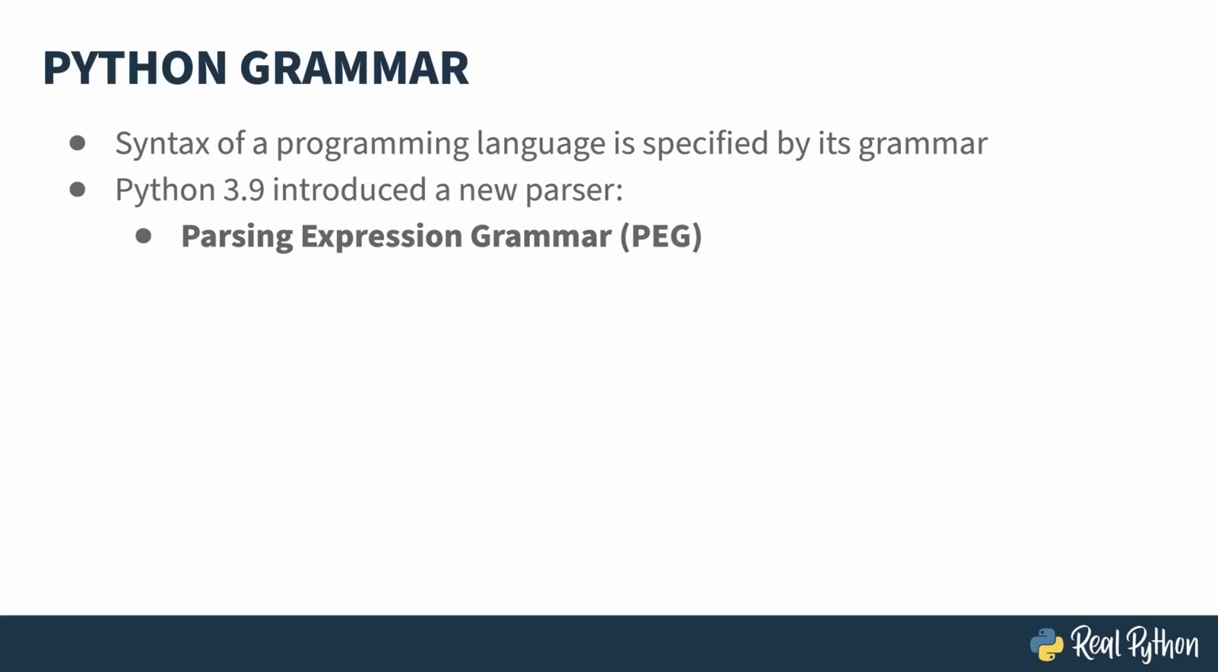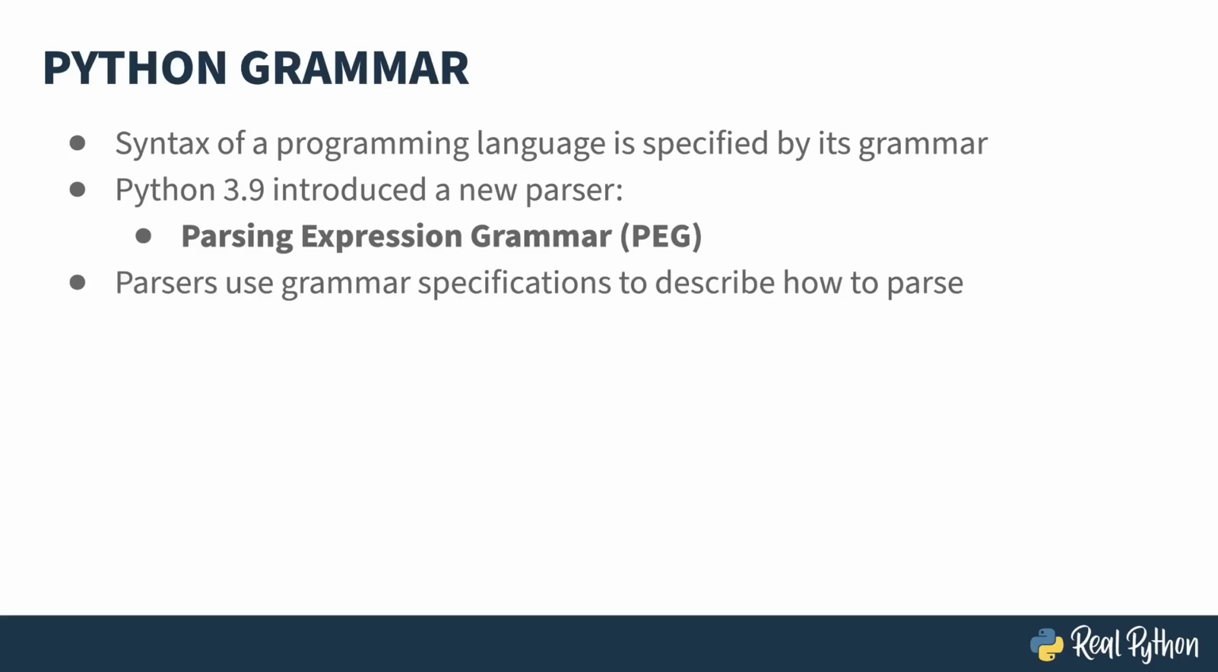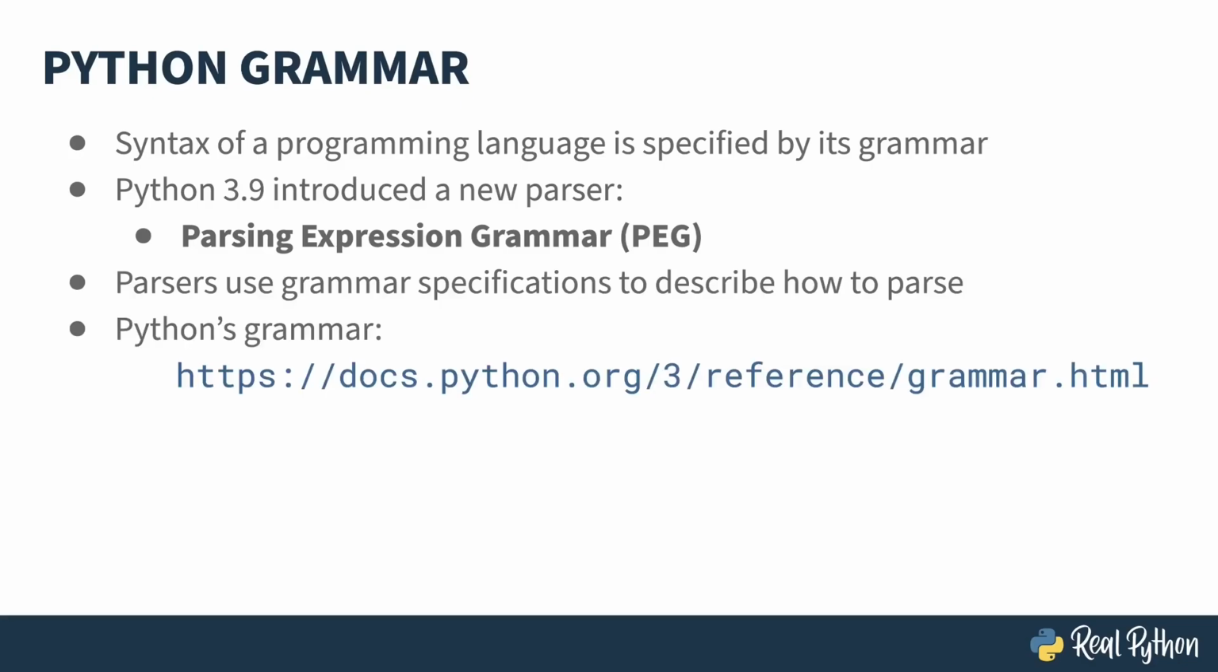They're just notated differently. A grammar specification indicates to a language how to parse the code file. You can find the full specification for Python's grammar at this URL. In the following few slides, I'm going to highlight a few key parts of the PEG and show you the differences between expressions and statements inside of the grammar specification.